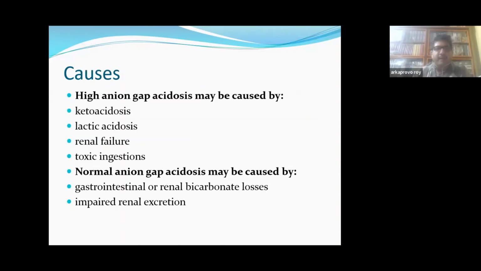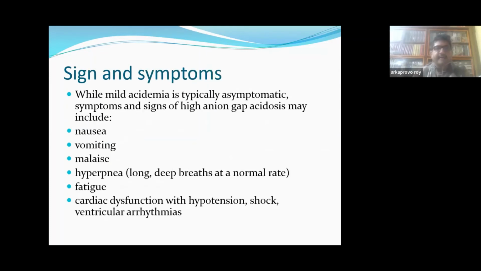High anion gap may be caused by ketoacidosis, lactic acidosis, renal failure, and toxic ingestion. Normal anion gap is due to gastrointestinal or renal bicarbonate losses and impaired renal excretion. Signs and symptoms include nausea, vomiting, malaise, hyperpnea, fatigue, and cardiac dysfunction.